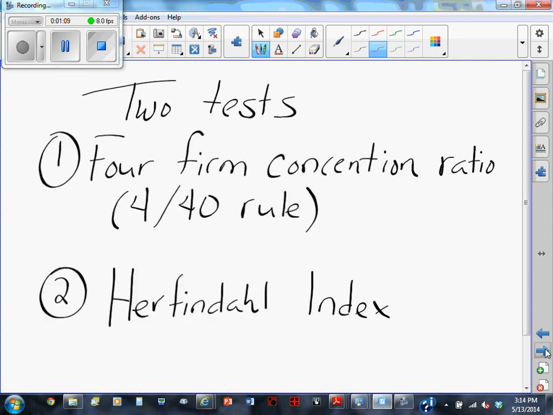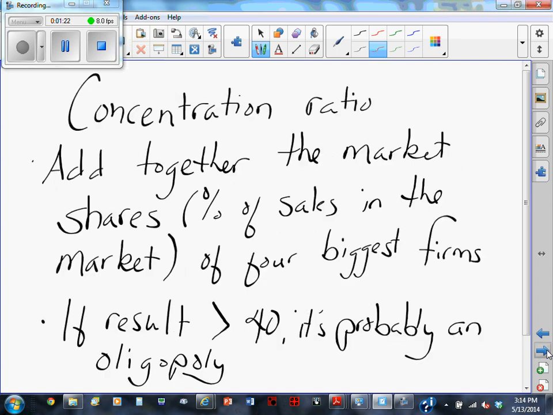Our two tests to check for market domination or market control are the 4-firm concentration ratio, sometimes called the 4-40 rule, or the Herfindahl index. The concentration ratio is probably the simpler test. You find out what the market shares are. A market share is the percentage of sales in the market that are attributable to that firm. And you add together the 4 largest market shares.